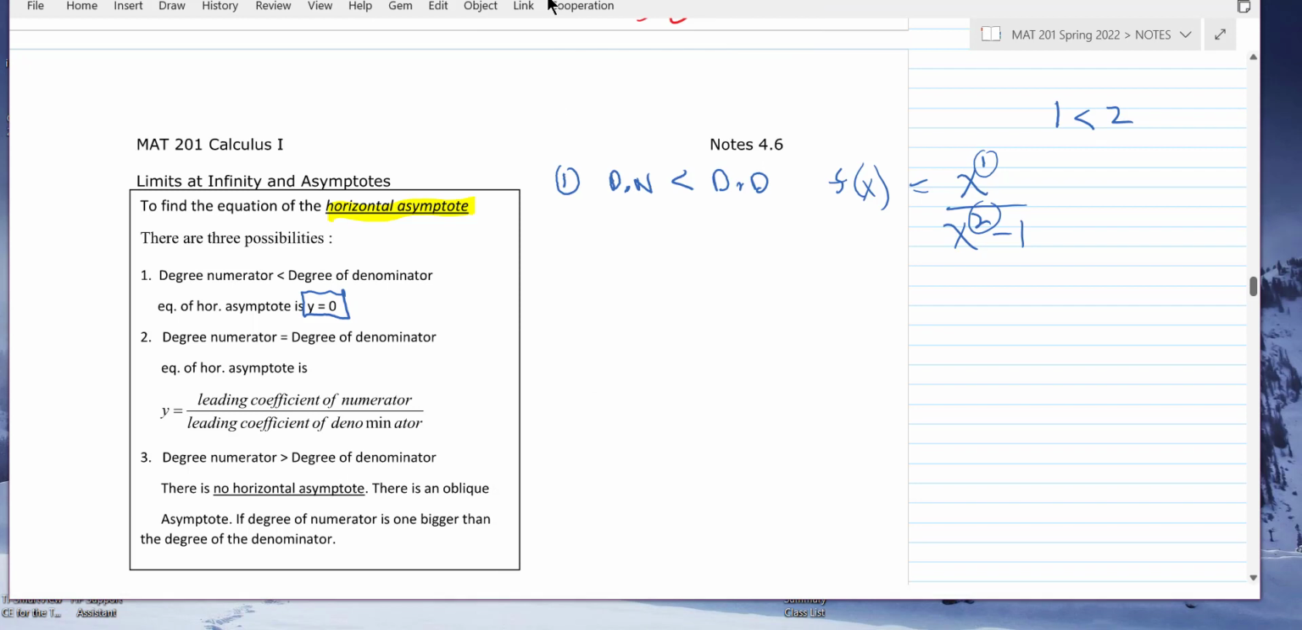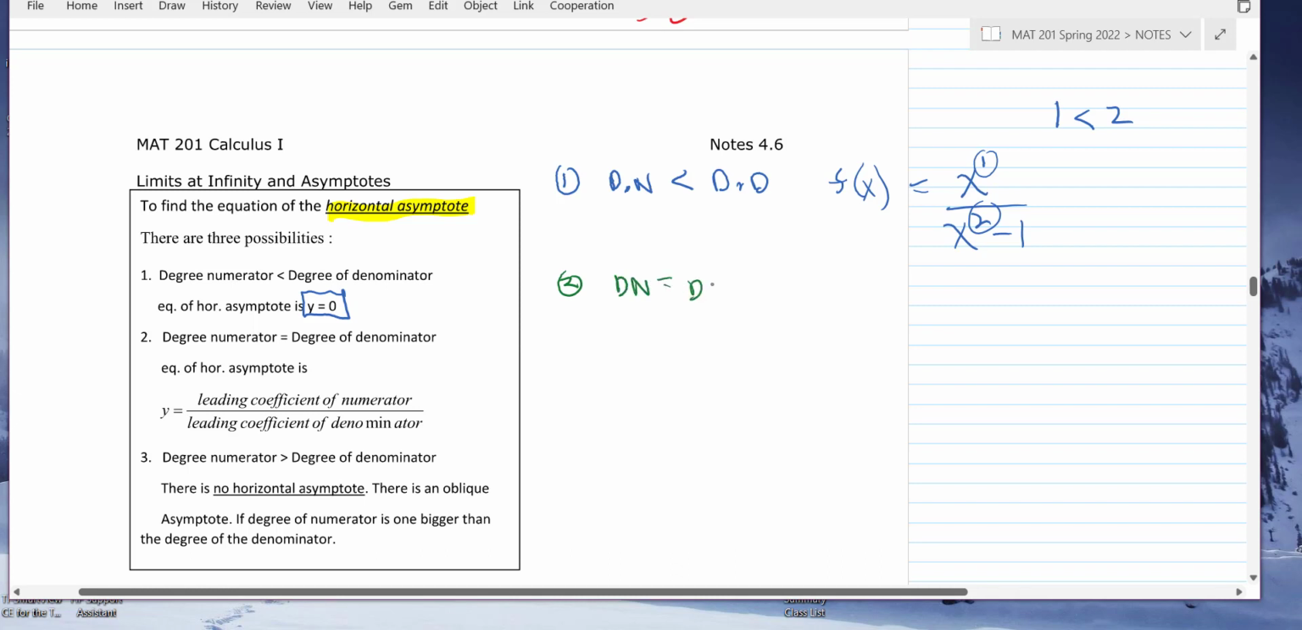Okay, the second thing that can happen is the degree of the numerator can be equal to the degree of the denominator. So I'll give you an example of that and how that works. I'll make up something pretty simple. Let's say that we have 2x squared minus 1 over, and let's just say, 1x squared plus 2x plus 3.